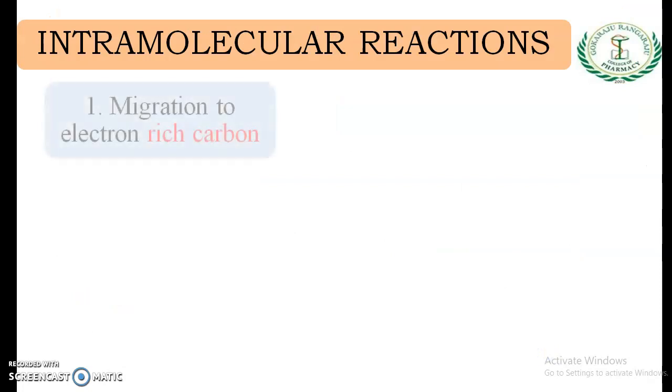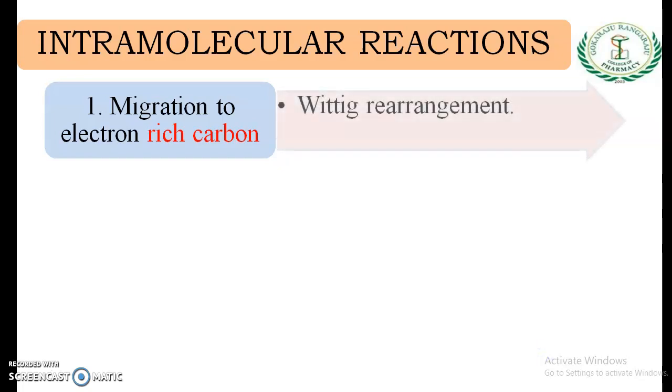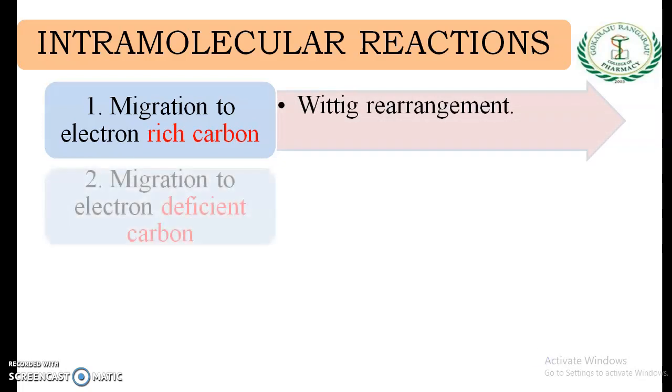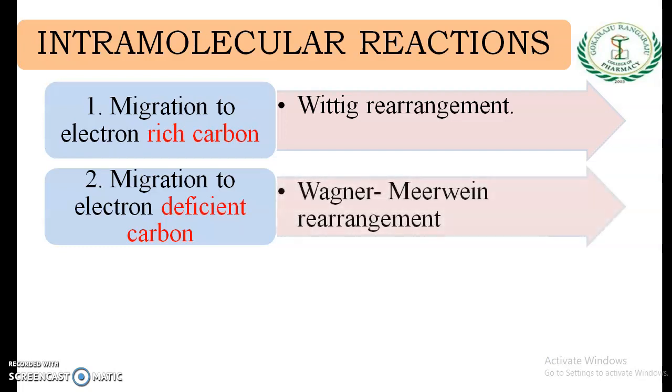So intramolecular rearrangement reactions are further classified into four different types. The first one is migration to electron-rich carbon. If the migrating group is migrating towards the electron-rich carbon, an example is Wittig rearrangement reaction. Then the second one is migration to electron deficient carbon. So here the group is migrating towards electron deficient carbon. Example is Wagner-Meerwein rearrangement reaction.